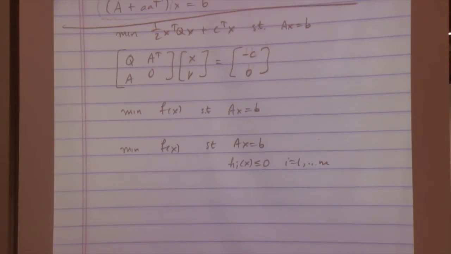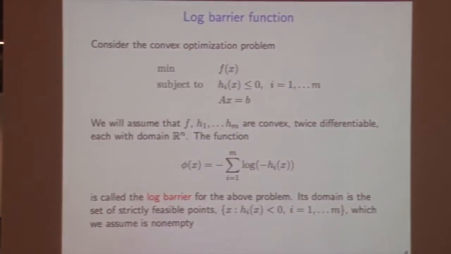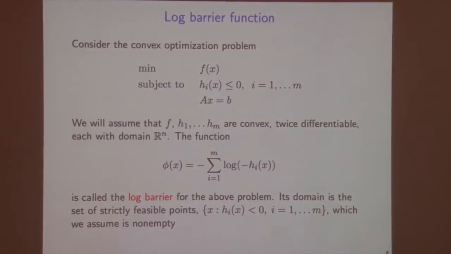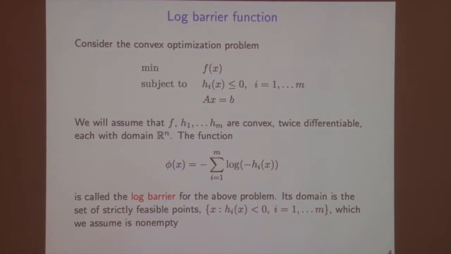So what is the log barrier function? Let's just get specific. If we have a convex optimization problem like the following, it's the one I wrote down here as well, where our criterion function f is convex and twice differentiable, and so are all of our constraint functions, h_i of x less than or equal to 0, and we have equality constraints as well. It looks like Ax = b. Then we define a function they call the log barrier function for this above problem.